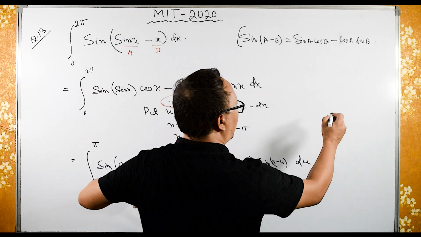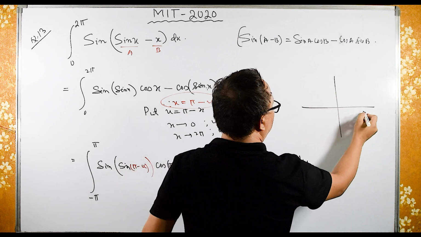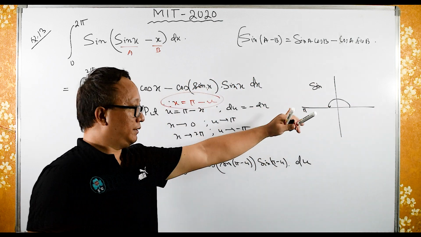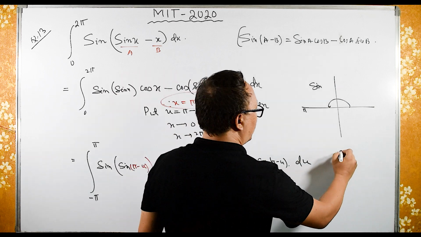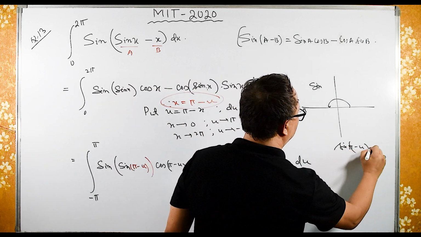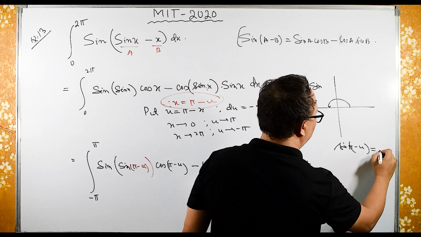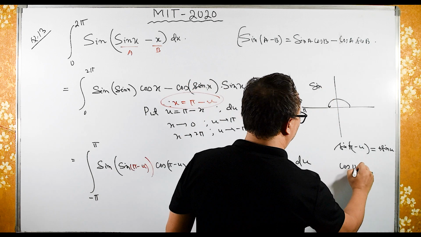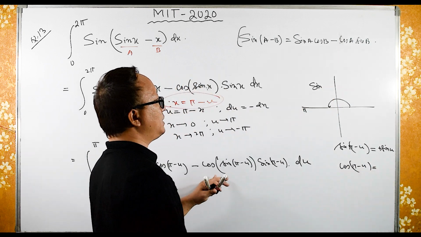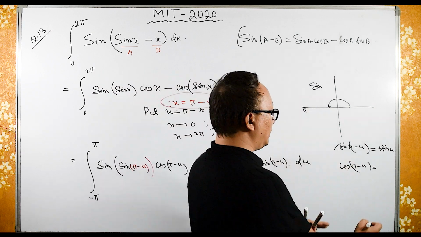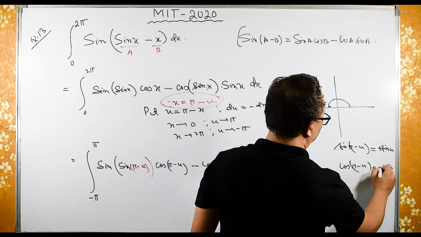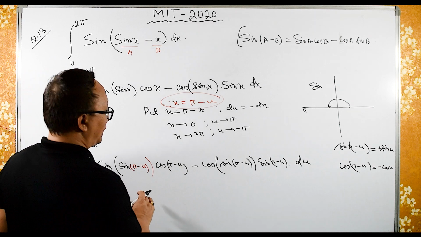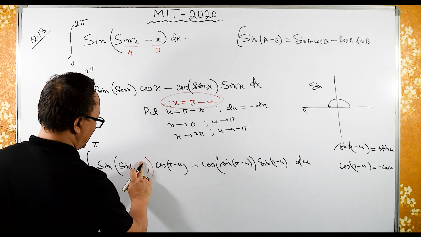Okay, what is sine of pi minus u? Here pi minus u is in the second quadrant, where sine is positive. Therefore sine of pi minus u becomes sine u, since it is a multiple of pi, sine goes to sine, and it is plus because it is in the second quadrant. Cos of pi minus u is also in the second quadrant, so cos goes to cos, but it will be minus. So instead of sine of pi minus u, I can write sine u.